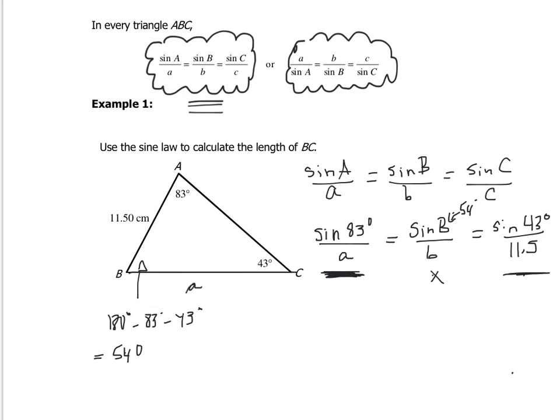But if you picked this last one here, sine of 43 over 11.5, and set up your equation of sine of 83 over a equal to sine of 43 over 11.5, you have one equation with one unknown, the a, so you should be able to solve it. When you have two ratios equal to each other, you have to basically isolate the variable. One of the methods, when you have a single ratio equal to a single ratio, is to cross multiply.